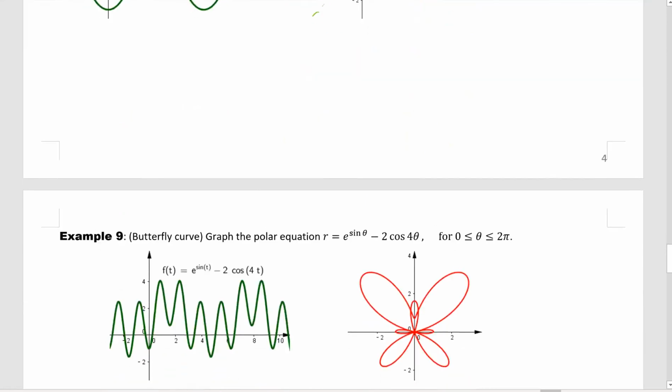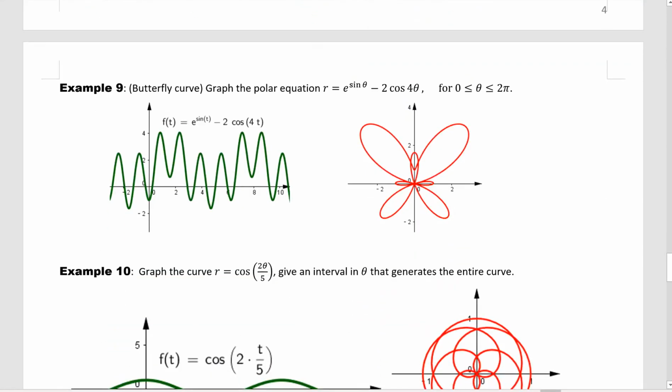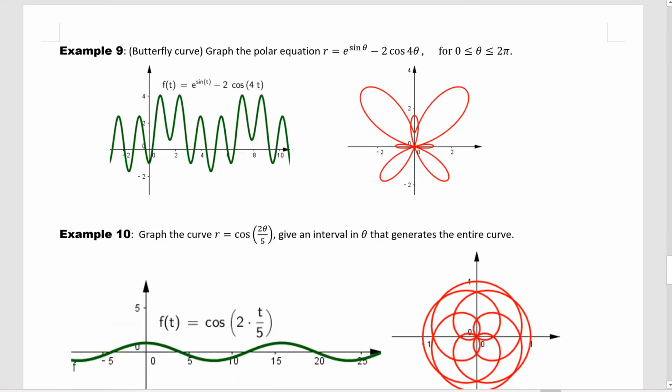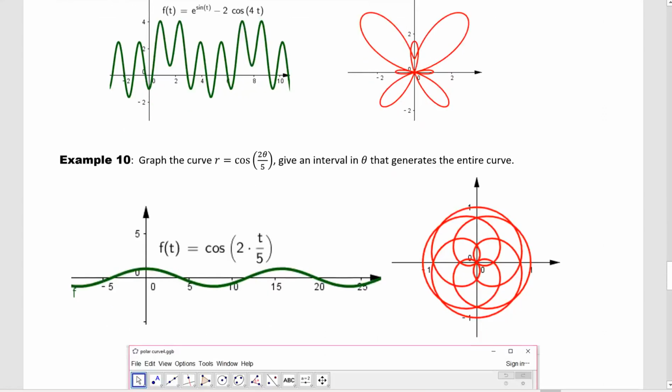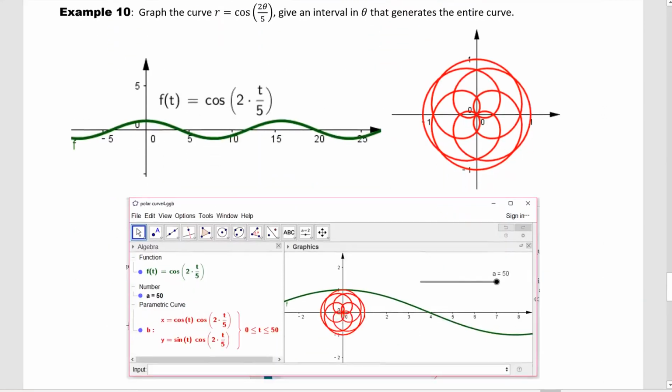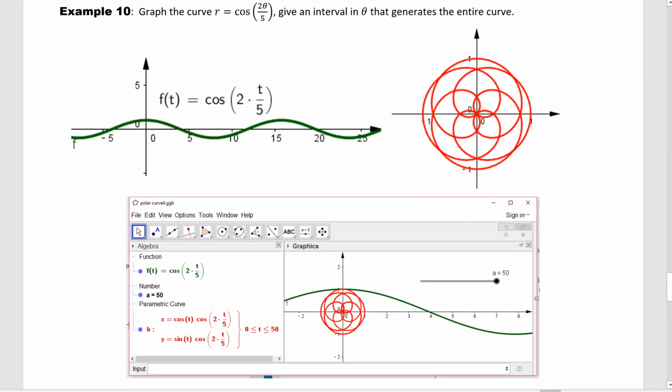All right. Example 9. So this is the butterfly curve, and what you do is you first plot the function with theta as the horizontal axis and r as the vertical axis, and then you can plot the corresponding polar curve. Same thing here. You first graph the function on the xy coordinate and imagine at each theta, and plot the points.